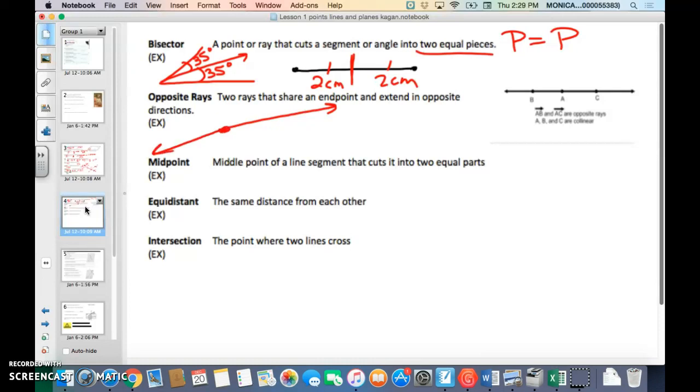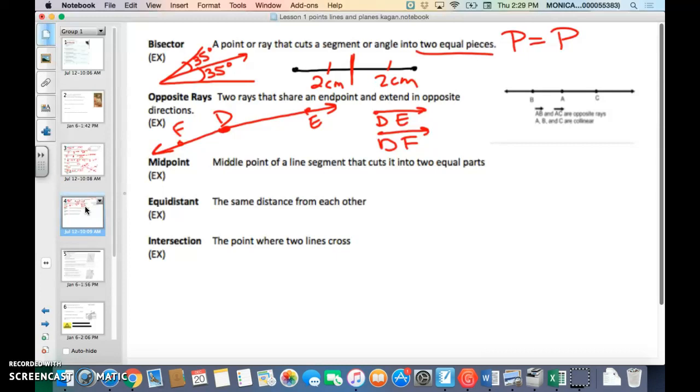Okay, so here would be my endpoint D. This is going this direction, this is going in this direction. And so you can say that DE and DF are opposite rays.